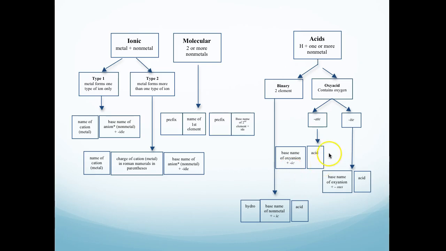Now, if I look at H2SO3, we know that SO3 2- is going to be sulfite instead. So now I'm going down this pathway, and instead of having -ic at the end, I have -ous. So it will be sulfurous acid. So we also need to know our polyatomic ions to be able to name acids correctly.